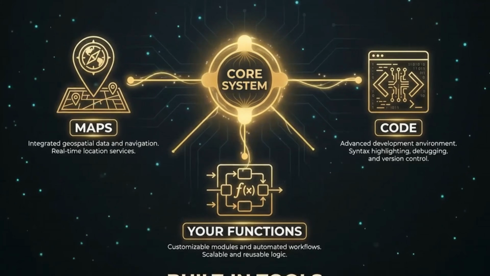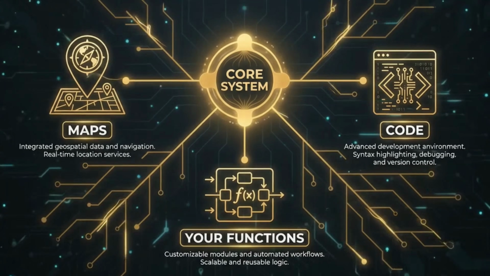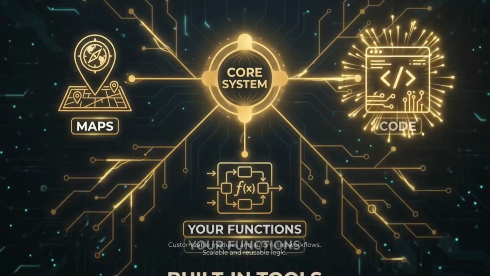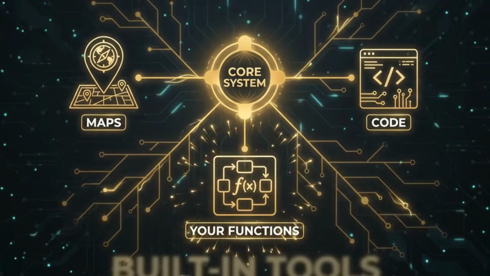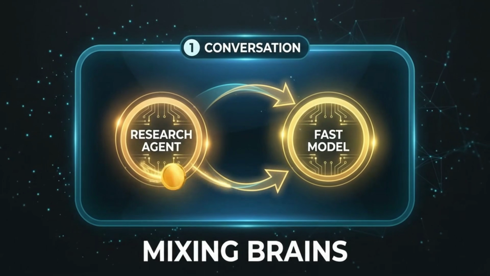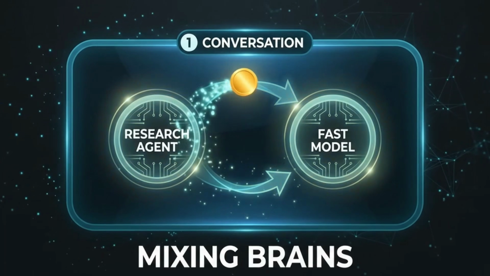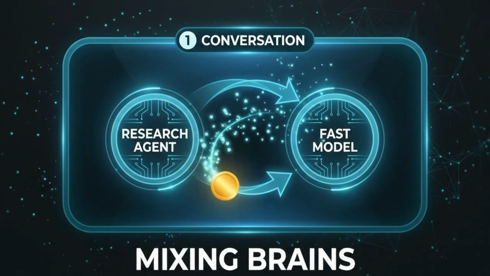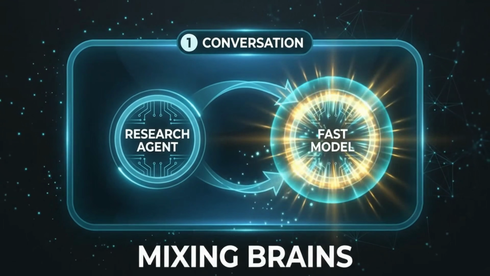And then it also has real world tools, right? So it grounds answers in Google Search, in Google Maps, runs code, even calls your own functions. The model reaches for them mid conversation. Then you can think of them as mixing brains. So you can send a research agent to go dig up something and then a fast model to summarize it. Again, same conversation, no glue code required.